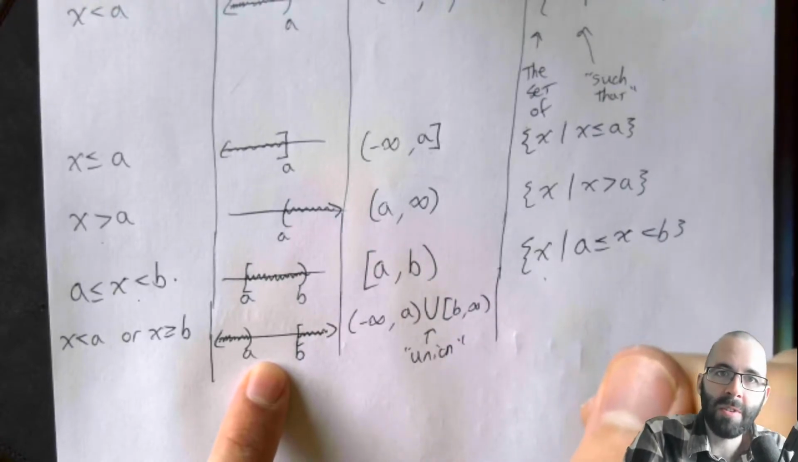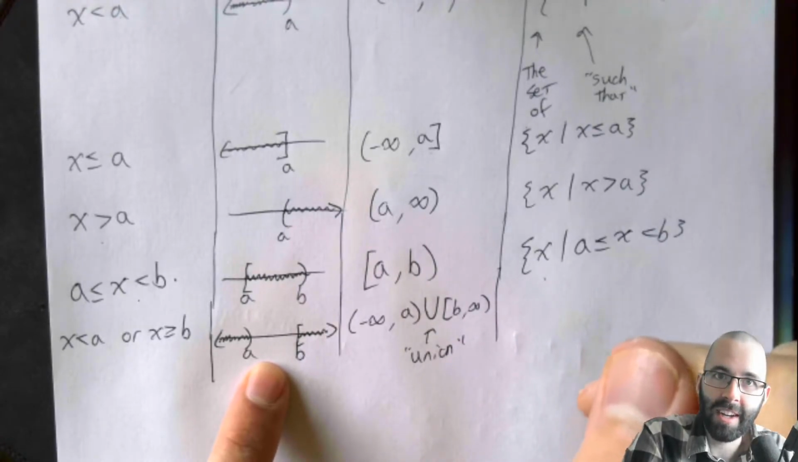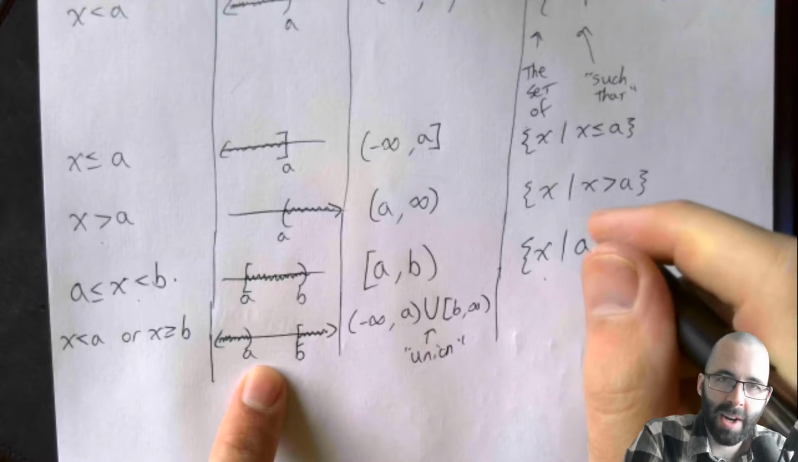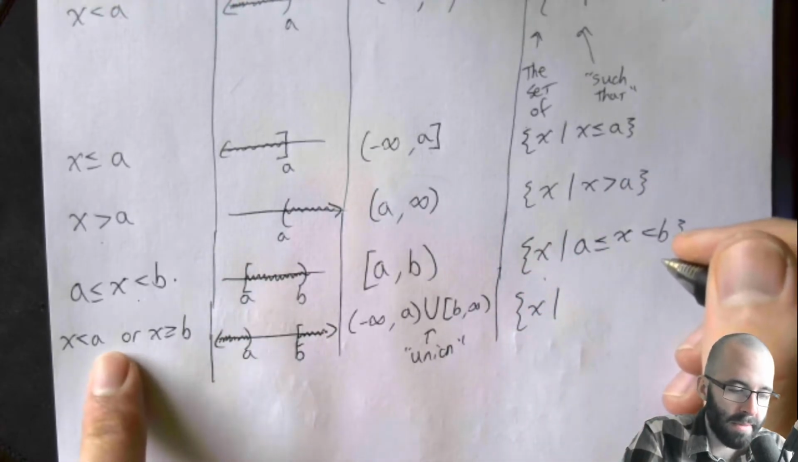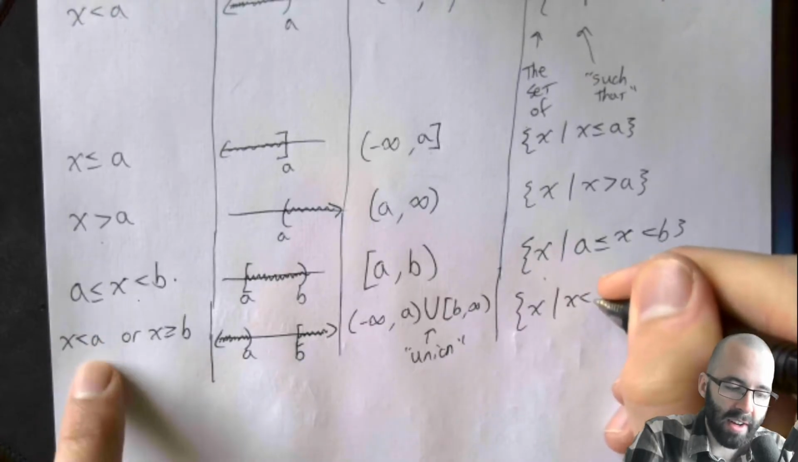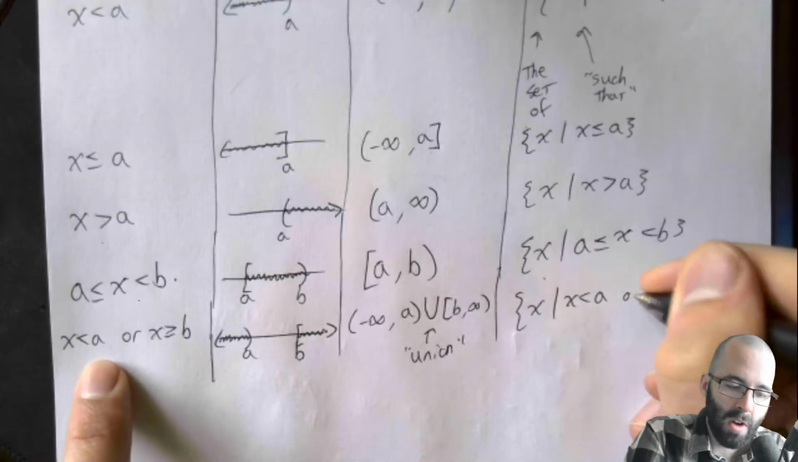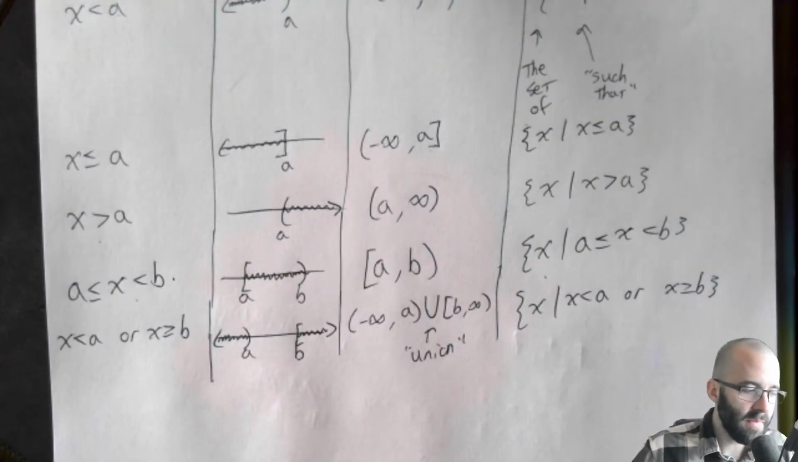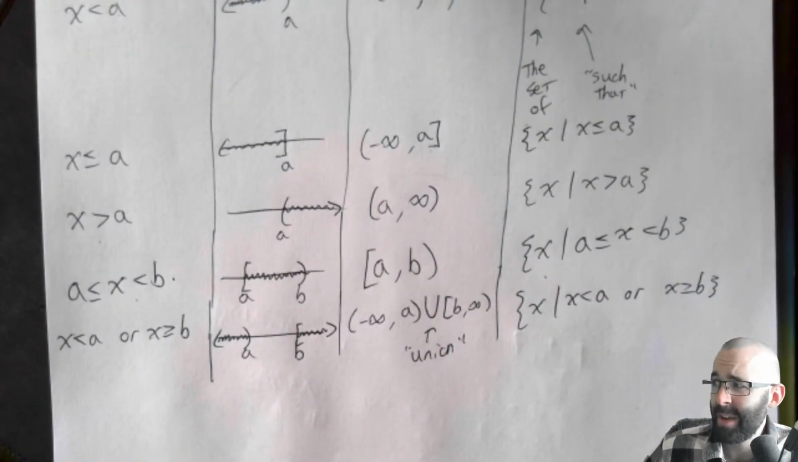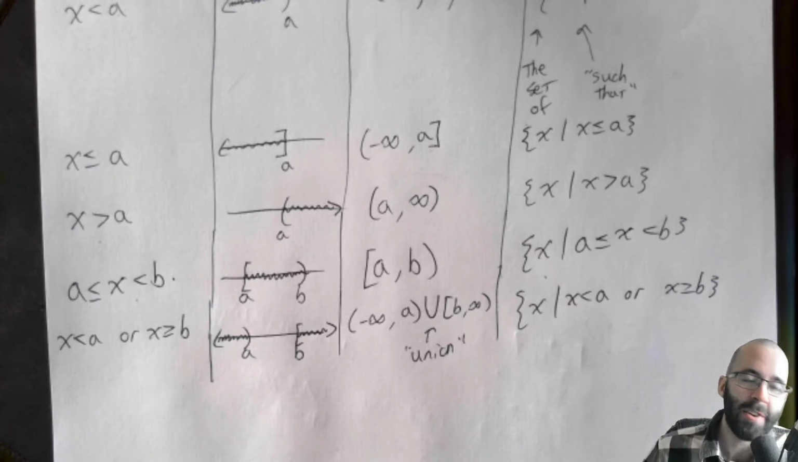And again, set builder notation, you should not be surprised by what I put here. The set of all x such that blah, blah, blah. And just write it down. Write down what's over here. X is less than a, or x is greater than or equal to b. Just like so. And that's your crash course. I estimated 2 minutes. That was like 7 minutes. That's your crash course in notation.